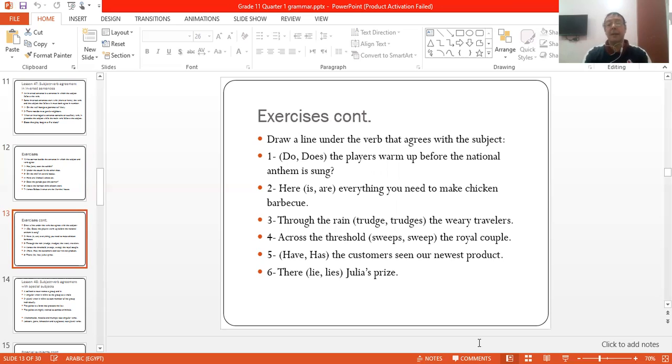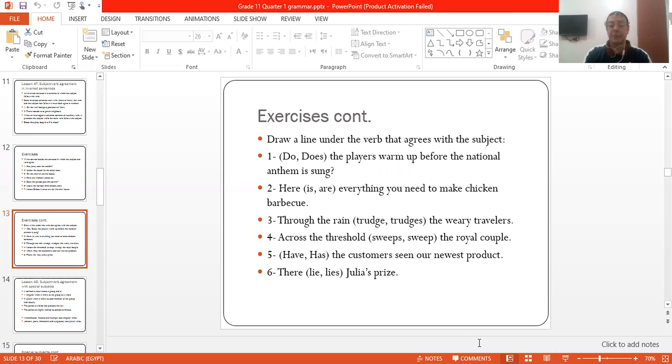In this exercise, we should draw a line under the verb that agrees with the subject. Do or does the players warm up? Okay, players are plural, so we should say, do. Correct. Number two, here is or here are everything you need. Everything is a singular subject, so we should say, here is everything you need.